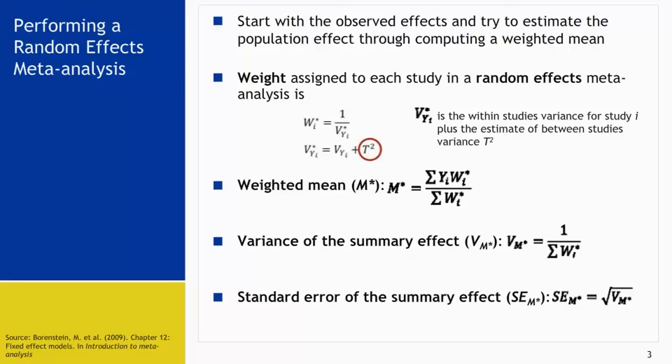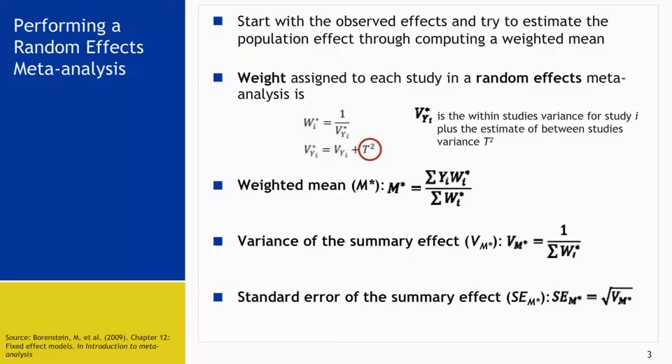So that's the difference. The red circle on this slide showed you the difference from this model to the fixed effect model. Here, the variance has two parts: the within study variance plus that tau square, which is an estimate of the between study variance. All the other formulas and equations are the same. You have seen them, but remember to plug in the correct weight, which is the star, and that means you have accounted for the between study variance.